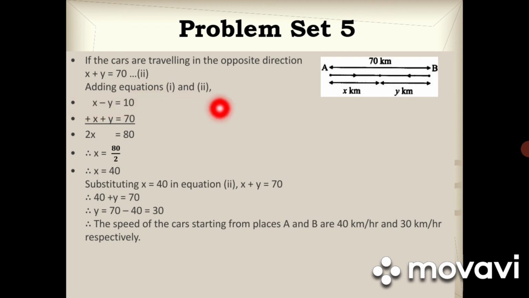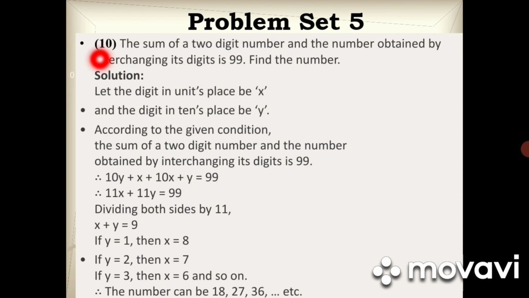Adding equation 1 and 2, x minus y is equal to 10 plus x plus y is equal to 70. Therefore 2x is equal to 80. Y term gets eliminated. Therefore x is equal to 80 upon 2. Therefore x is equal to 40. Substituting x is equal to 40 in equation 2, x plus y is equal to 70. Therefore 40 plus y is equal to 70. Therefore y is equal to 70 minus 40, which is equal to 30. Therefore the speed of the cars starting from places A and B are 40 kilometers per hour and 30 kilometers per hour respectively.